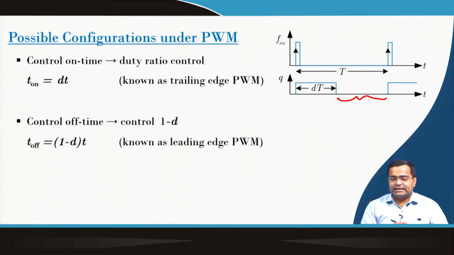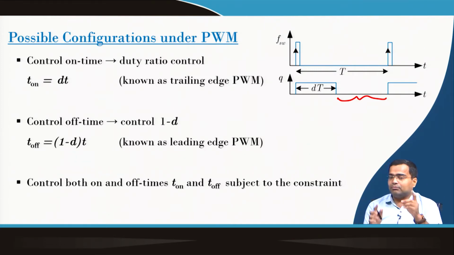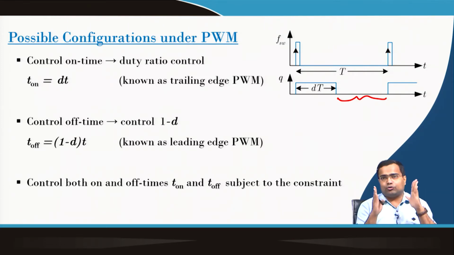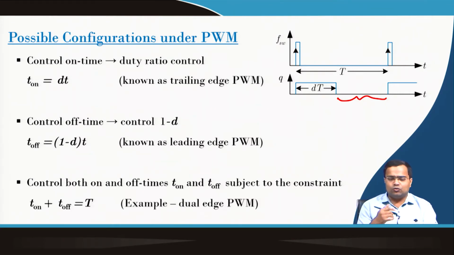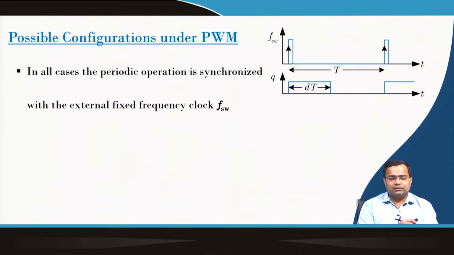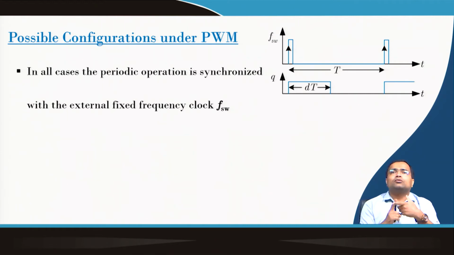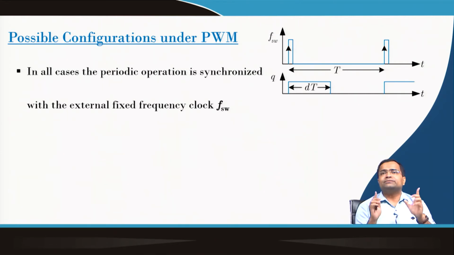It is known as leading edge PWM, and we can also control both on and off time, but subject to the constraint that the total time period is constant. Such a technique is called dual edge modulation. So, in all cases our periodic operation is synchronized with an external switching frequency clock with a time period capital T which is fixed.